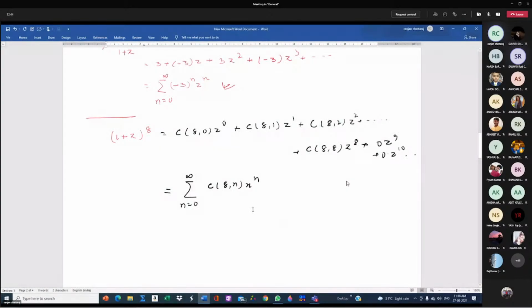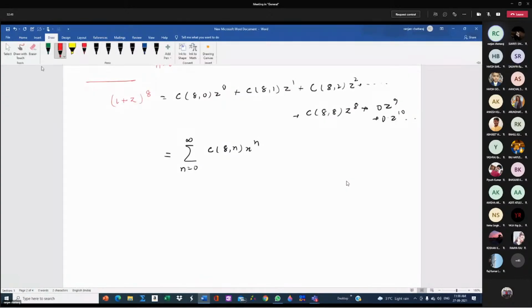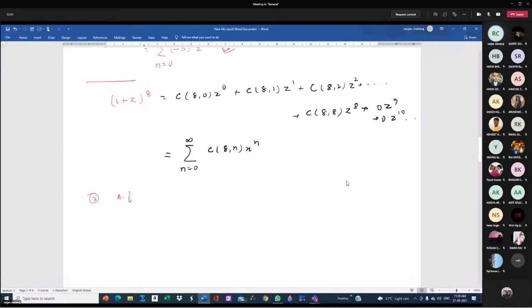So A is how much? This is question number 3. A is {1, 2, 3, 5, 6, 7} and R is, sir, it is reflexive, such that x minus y divides 3.